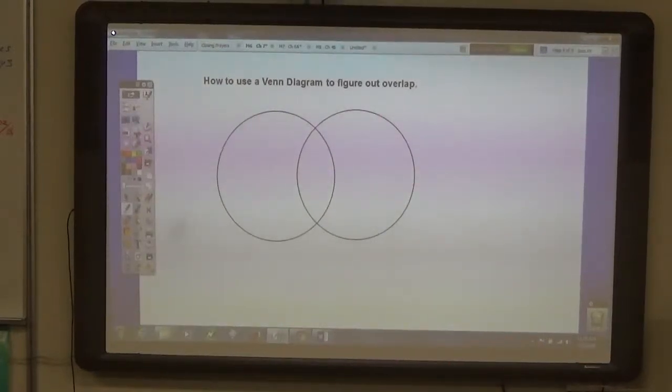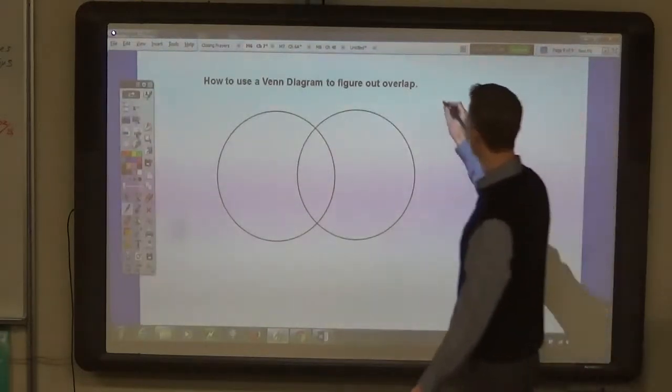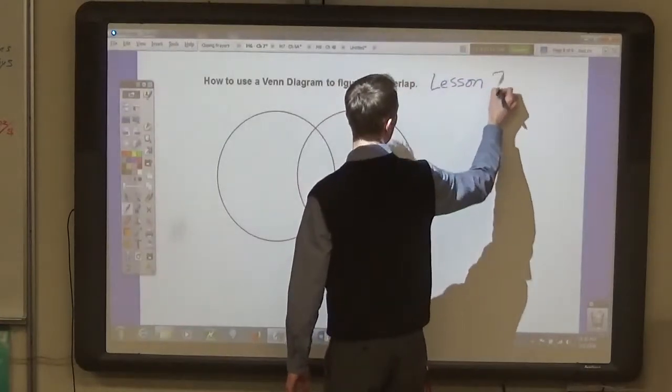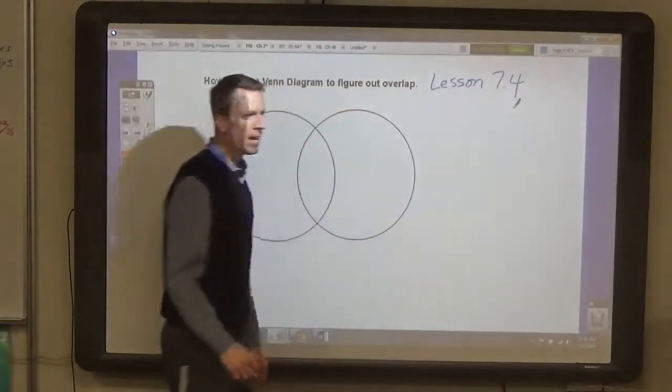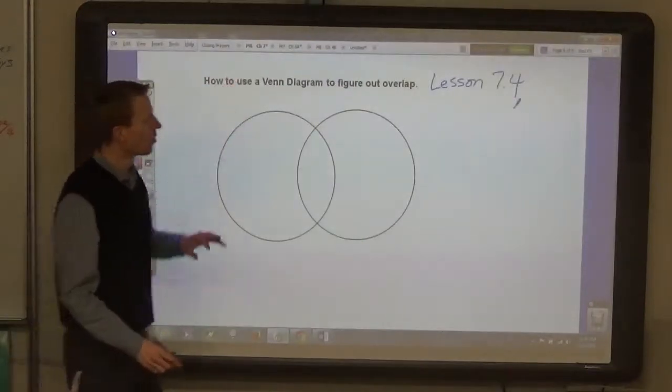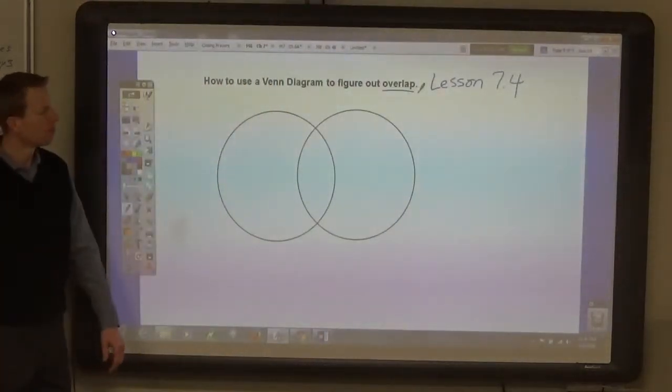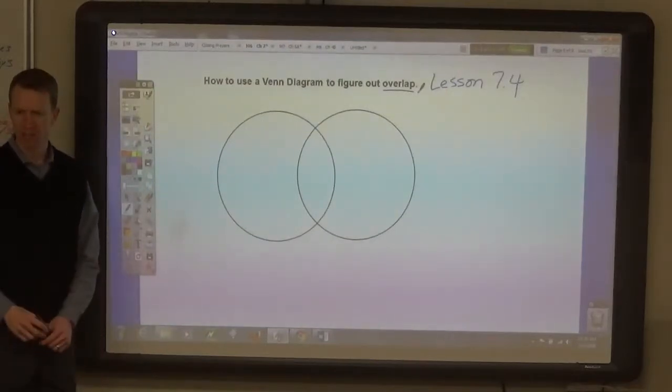All right, sixth graders, what lesson are we on, 7.4? Yeah, lesson 7.4: using Venn diagrams to figure out overlap. Okay? What would overlap be?